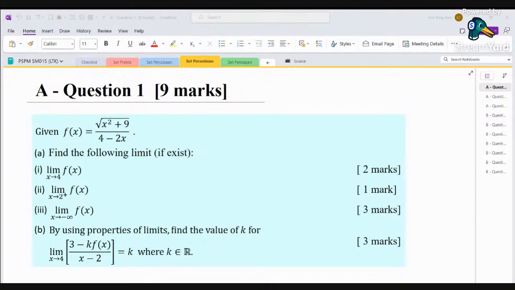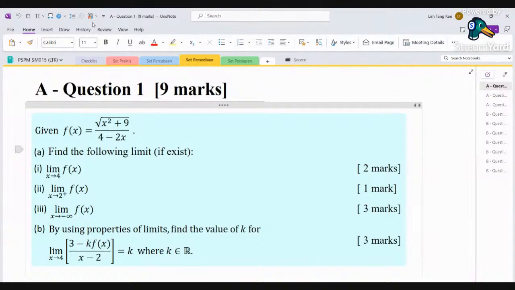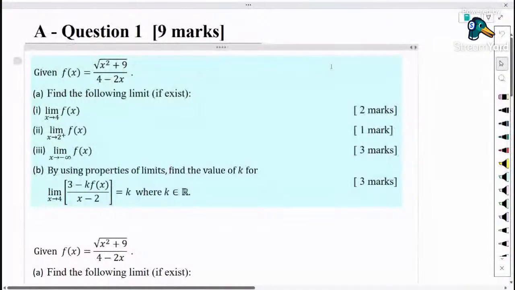For this video, we're going to discuss the set Persediaan. So, let's see the questions that we have in set Persediaan. We're going to start from the questions from section A, question number 1. So, let's see. Section A, question number 1.